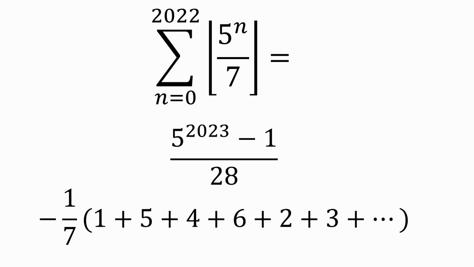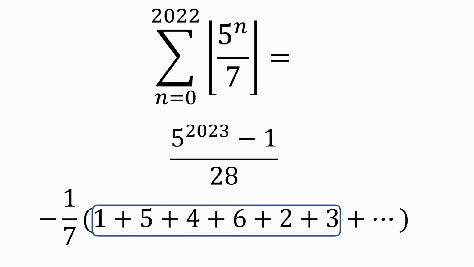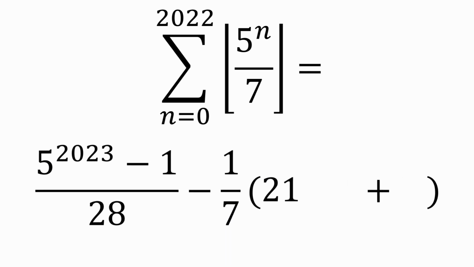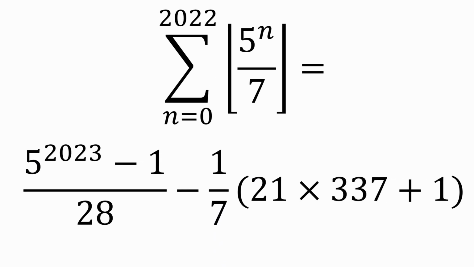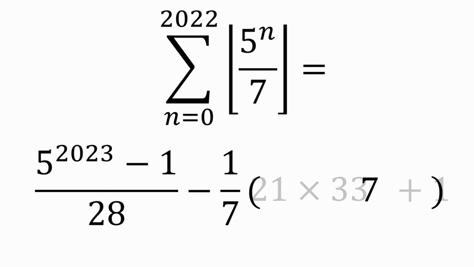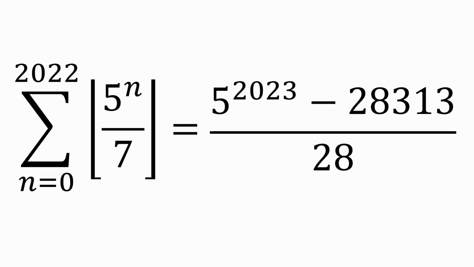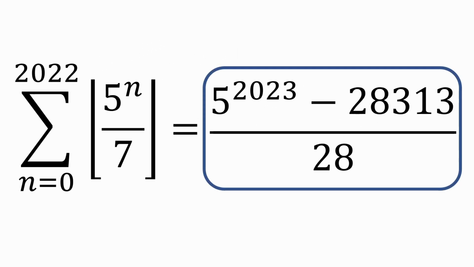And the bottom sum is easy. Those 6 digits, which add up to 21, will repeat 337 times to get us to 2022, which means there will be a final 1 left over to get us to the 2023rd term. Now just simplify a bit. And combining the 2 fractions, so they have a common denominator of 28, we get our final result. And there's our answer. Congratulations if you got this correct.